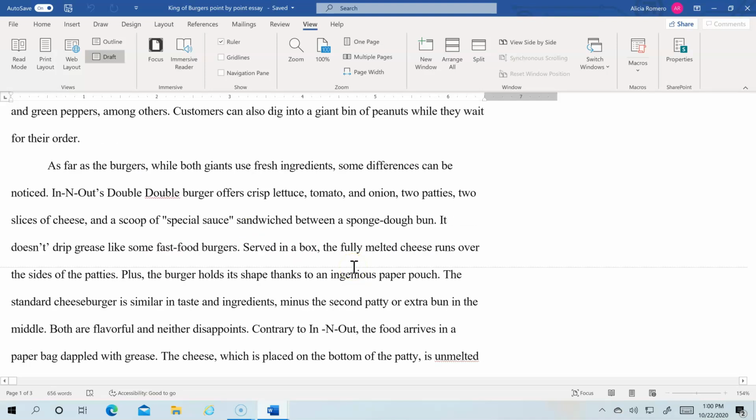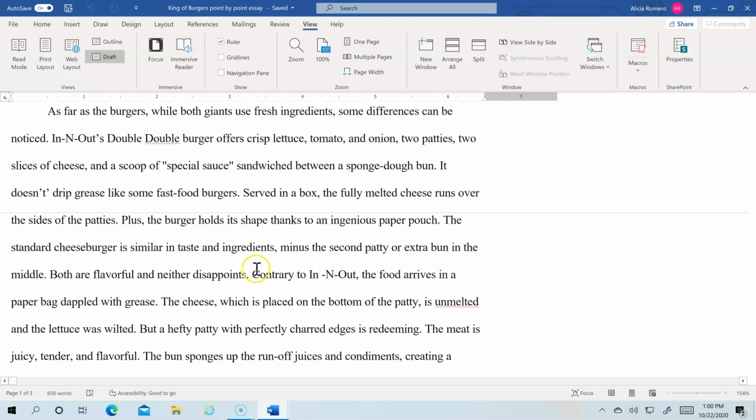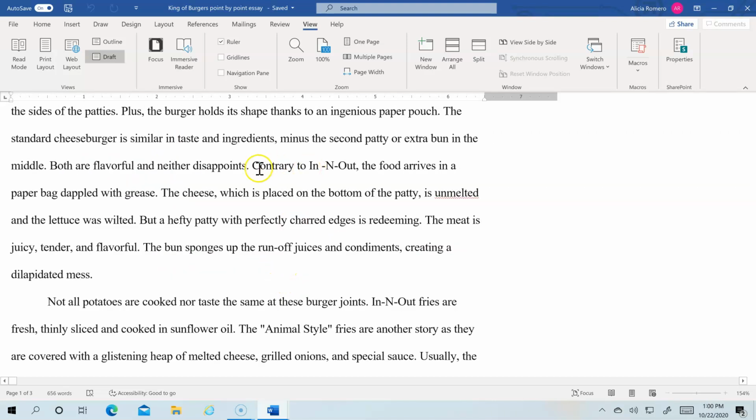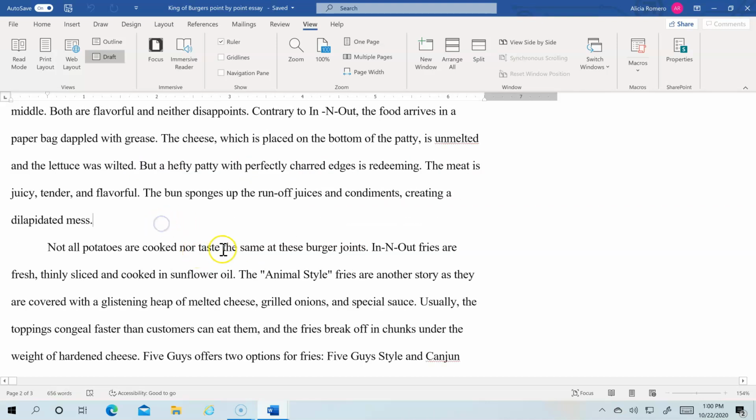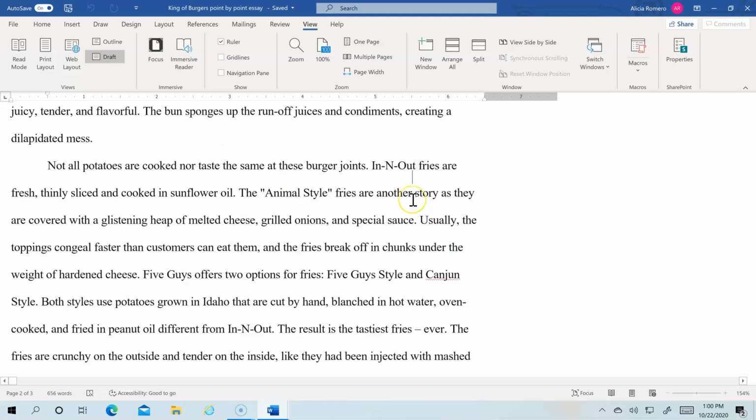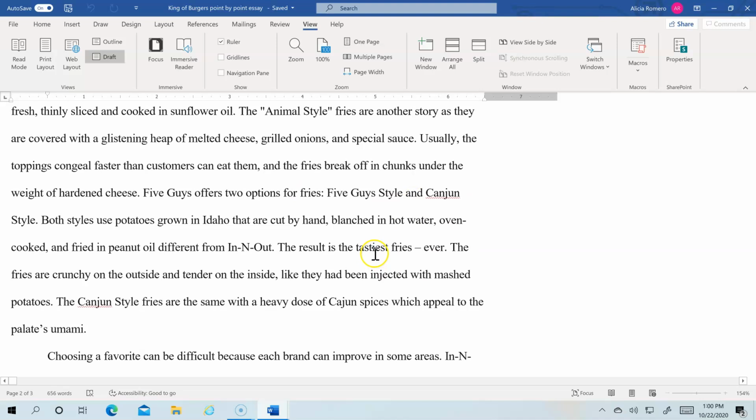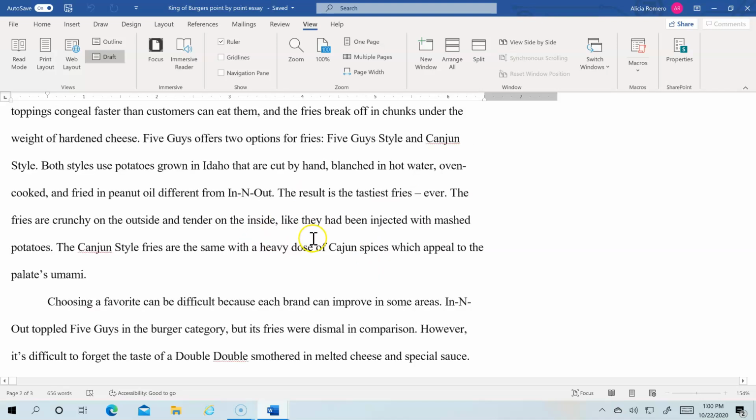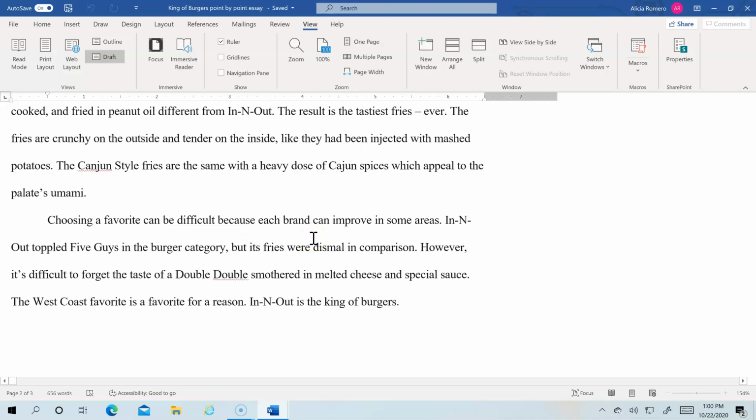And then we talk about in the next paragraph how they're different in regards to the ingredients, in regards to the burgers themselves. We address both In-N-Out and Five Guys with transitions in the middle. And then finally, our last point of difference is in regards to their fries. And we address how they're different in regards to In-N-Out fries, and then Five Guys. And then finally, we have our conclusion.